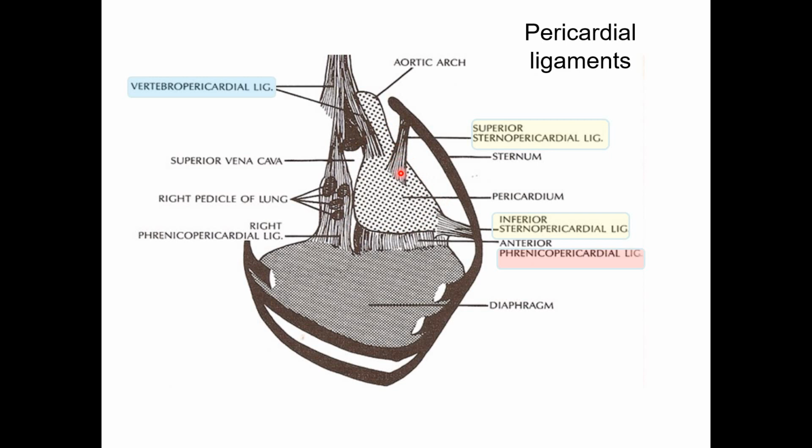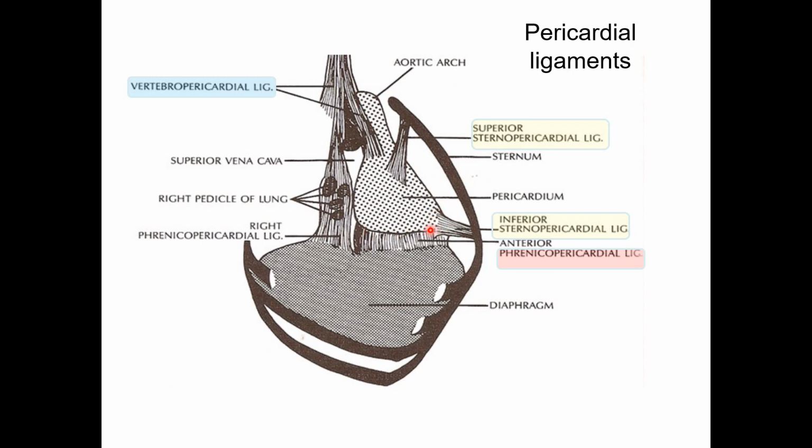The heart is fixed in its place by the presence of fibrous tissue ligaments. These we call the pericardial ligaments. And we have three groups of pericardial ligaments. From the anterior surface of the pericardium going towards the sternum, we have the sternopericardial ligaments, and usually there are two, superior and inferior. They fix the heart to the sternum from the front.